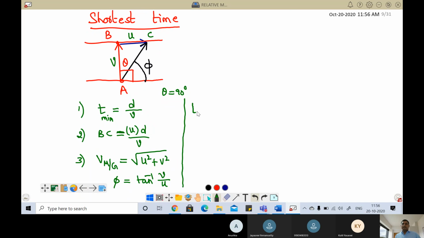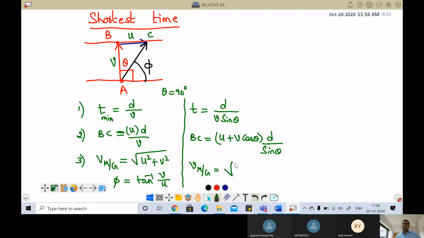What is the general result for time? D by V sin theta. And what is the drift formula? U plus V cos theta into D by V sin theta. Correct. This also you remember. And then the velocity of man with respect to ground is equal to root of (V plus U cos theta) whole square plus U square.